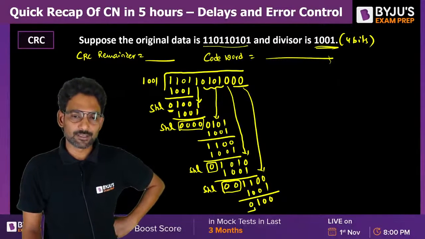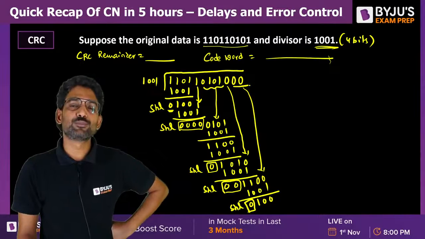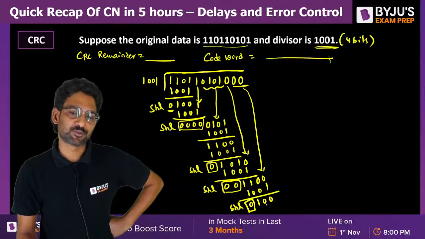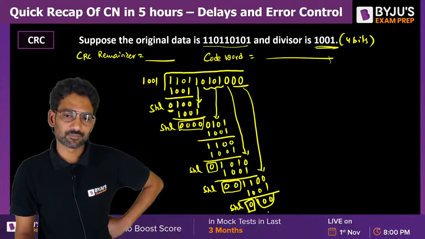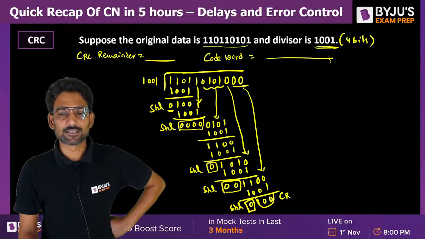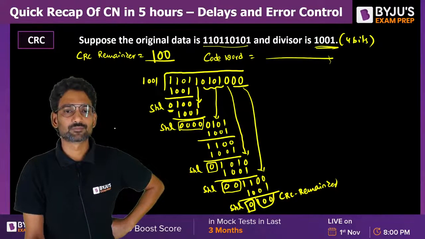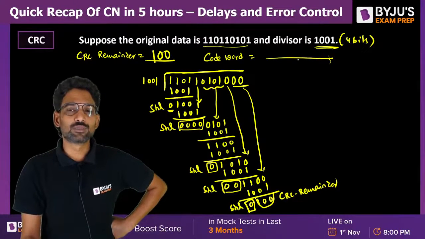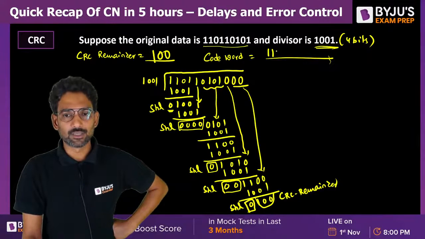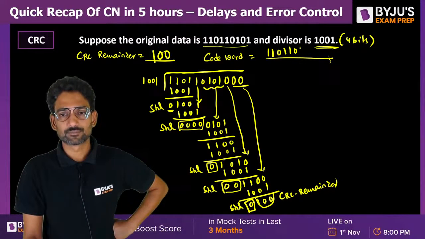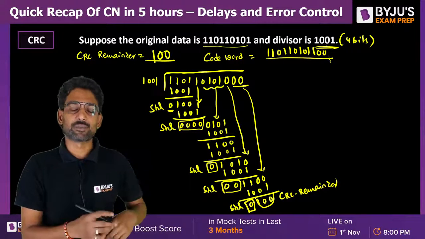Now MSB is 0. Shift left. Now when you look to borrow, there is no bit to borrow. So here it ends. So what is the CRC remainder? 1 0 0. So what is the code word you say? Data word followed by CRC remainder.